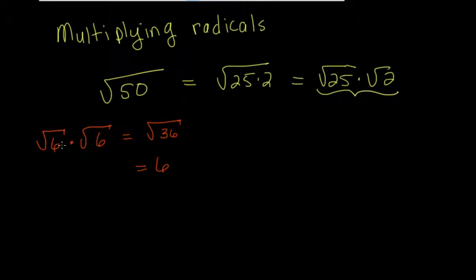So the idea that I would like you to get is when you have the square root of 6 times the square root of 6, to be able to go right straight to 6, or the square root of 5 times the square root of 5 is 5, and the square root of 17 times the square root of 17 is 17.